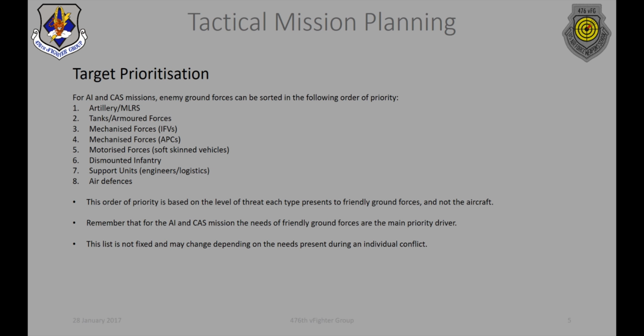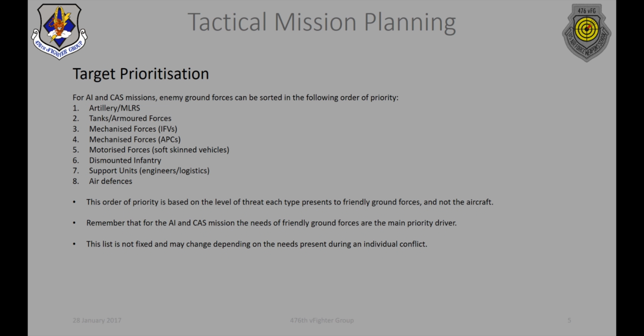So then you've got your tanks, your main battle tanks, armored units, mechanized forces, so your infantry fighting vehicles, BMPs, that kind of thing. Mechanized forces again with your APCs, so lighter armour, I think your BTR-80s, BRDMs, that kind of stuff. Motorised forces, now you're onto your soft-skinned, your trucks, your UAZs, that sort of stuff. Dismounted infantry, and then your support units, your engineers, your logistics units driving supplies around the AO. And then lastly, air defences.